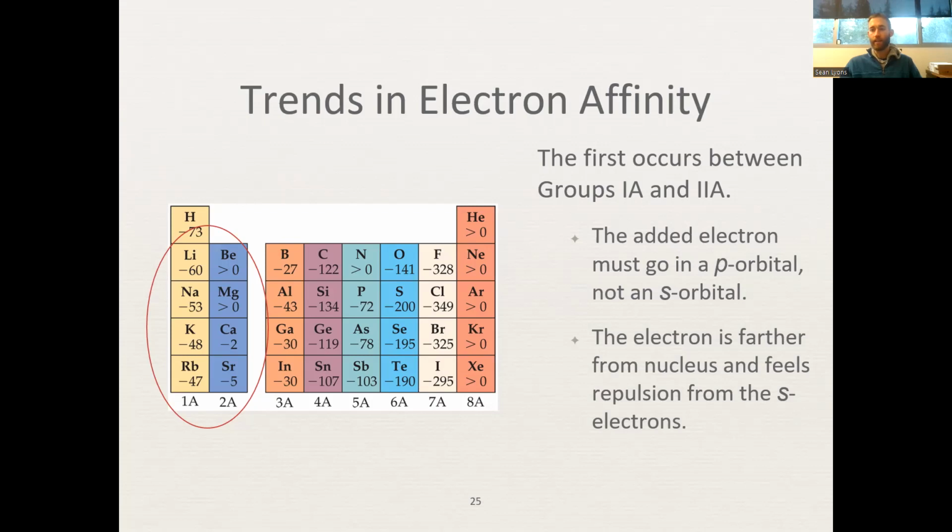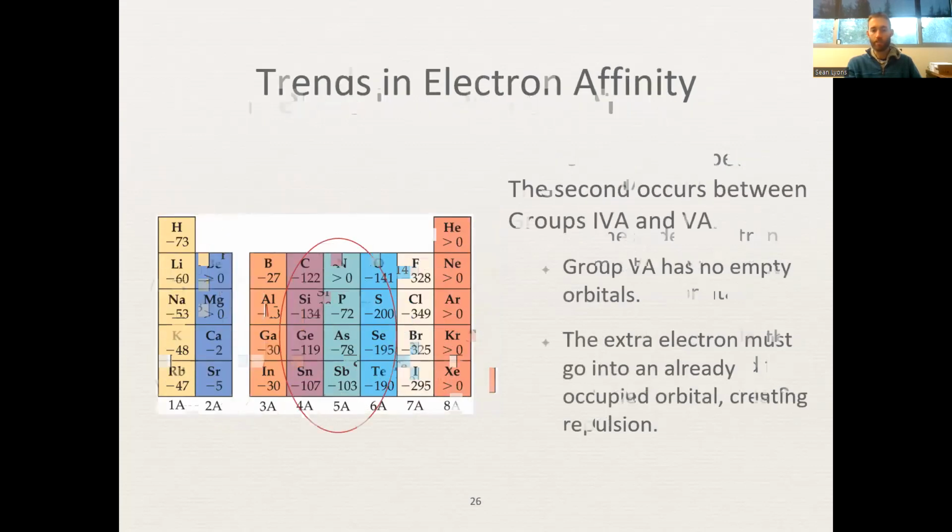So now when they take on that additional electron, they're going to have to put it into the p orbital. And this electron is going to be further away from the nucleus. It's going to be repelled by the electrons we already have in that s orbital, which is not good. It's going to make it a less favorable process. And that's typically what we see with endothermic.